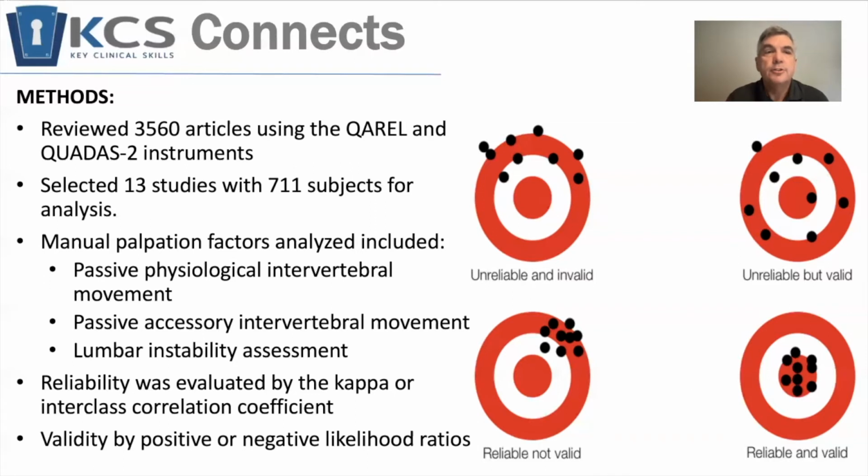What the researchers did is they reviewed over 3,500 articles using the QUADAS-2 instruments, and they came back with 13 studies with over 700 subjects for final analysis. What they looked at was manual palpation using both passive physiological intervertebral movement testing, as well as passive accessory intervertebral movement testing, and lumbar instability assessment. The reliability was measured using either the kappa statistic or the intraclass correlation coefficient, and validity was measured using either positive or negative likelihood ratios.